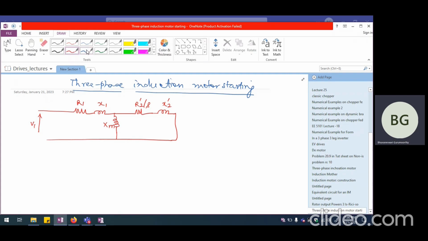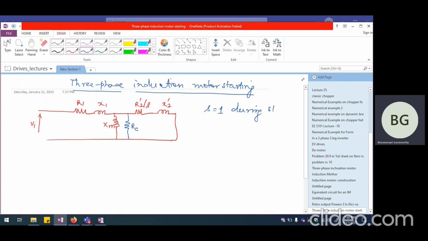In fact, I have neglected the core loss component of resistance. So this is going to be the core loss component of resistance, which I may call RC. Now if we look at it, when we are starting the induction motor, slip is equal to 1 during starting.